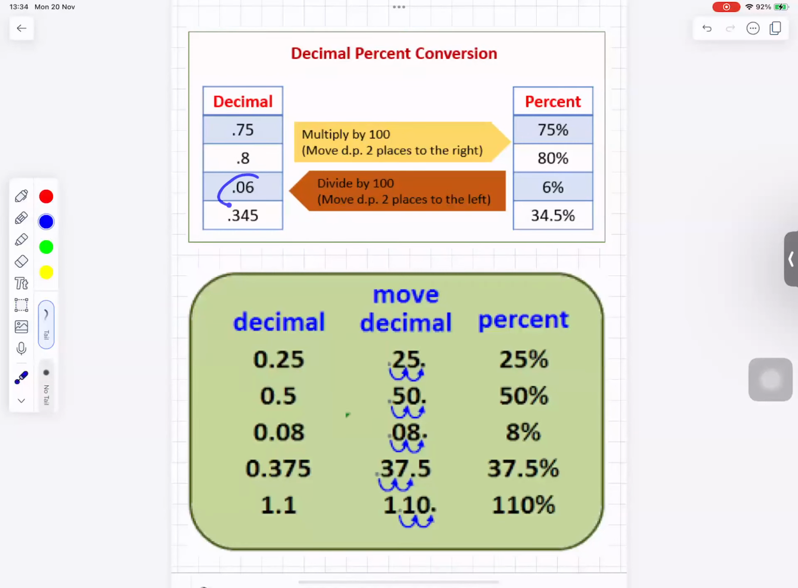And then 0.06 to percentage, you times by 100, moving 2 places. And if you're going this way, from percentage to decimal, you divide by 100. So learn all these examples, it will help you.